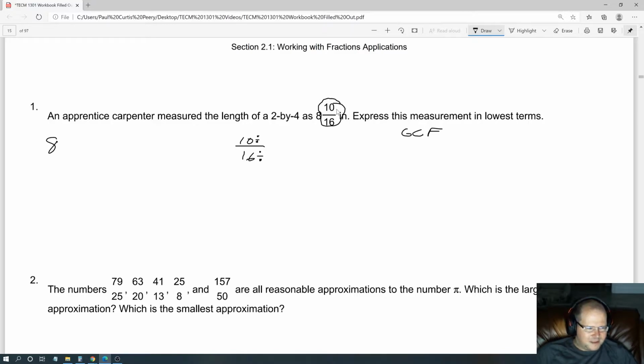Can I divide 1 into both? Yeah, but that's not very helpful, right? You're just going to end up with the exact same thing. Well, what about a 2? Well, if we divide 2 into both of these, we get a 5/8.